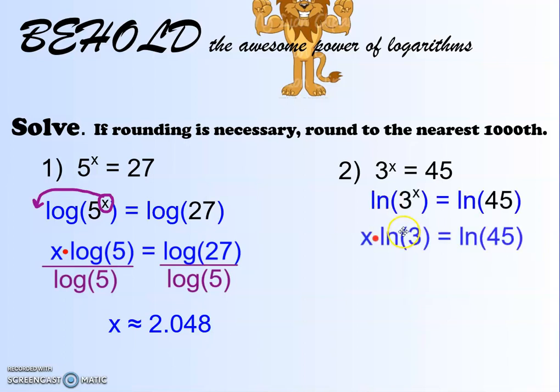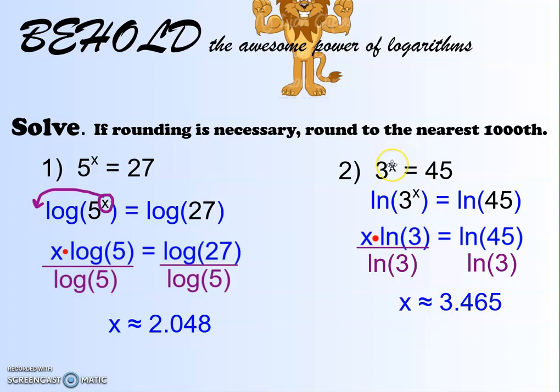Hey, welcome back. Hopefully you introduced logarithms. You'll see when I did number 2, I introduced the natural log instead of the common log. Again, it doesn't matter. Your calculator can handle both. You just have to be consistent. If you use the natural log on the left, you've got to use the natural log on the right. And when you solve this and you divide both sides, divide both sides by the natural log of 3, you get x is about 3.465.